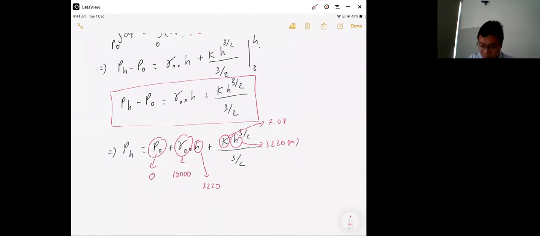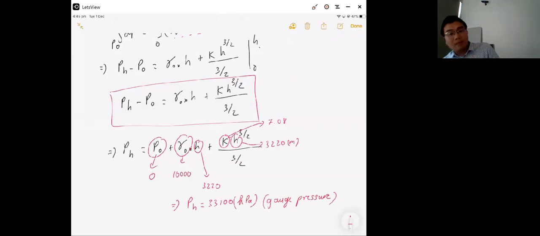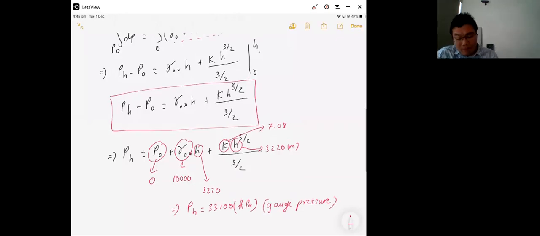So from this one you can find the pressure at H is around 33,100 kilopascal. This one is gauge pressure.